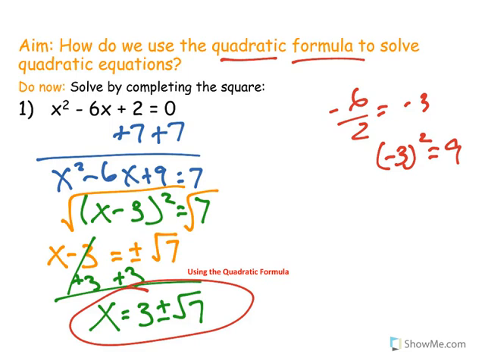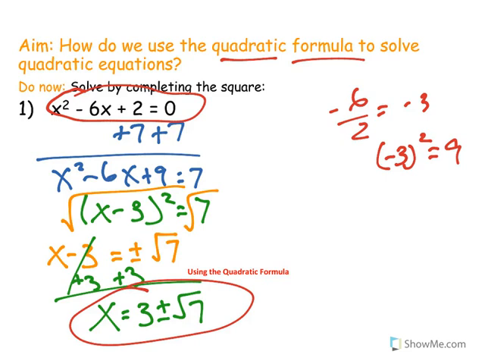Okay, now let's think about what we just did. So this expression, x squared minus 6x plus 2, is not factorable. There are no factors of 2 that add up to negative 6, which is why our answers end up being radicals. Graphing is not going to help us. If I try to graph this, I'm going to see it touch the x-axis, but I'm not going to know that it's 3 plus radical 7 and 3 minus radical 7.